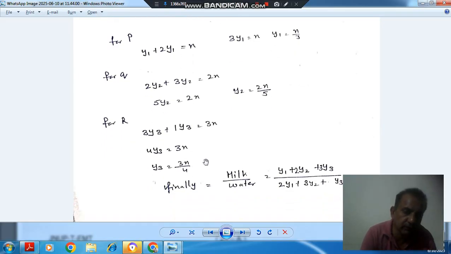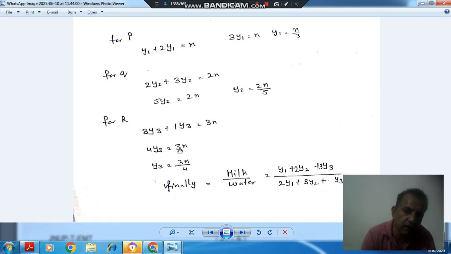Now we'll find the final quantity of milk and water, the final ratio. From P we have y1 of milk, from Q we have 2y2 of milk, and from R we have 3y3 of milk. This is the total milk quantity. And from P we have 2y1 of water, from Q we have 3y2 of water, and from R we have y3 of water. So this is the ratio of milk to water.